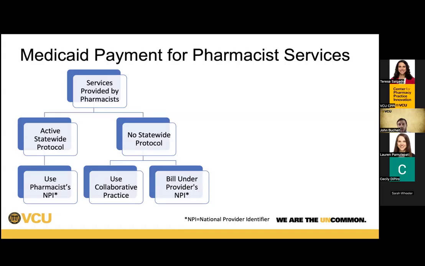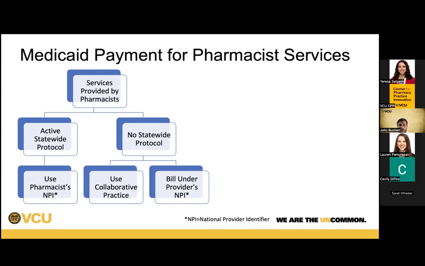But this chart was adapted from a little bit of what we learned from DMAS at their initial education session. It really provided a lot of clear guidance on what to do with a statewide protocol. So if you're a pharmacist, you're providing services with a statewide protocol, you will bill under your own NPI number. So NPI number is a National Provider ID number. This is something that pharmacists can register for, and pharmacists would bill with their own NPI number.